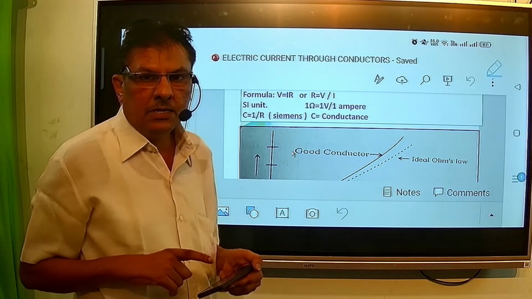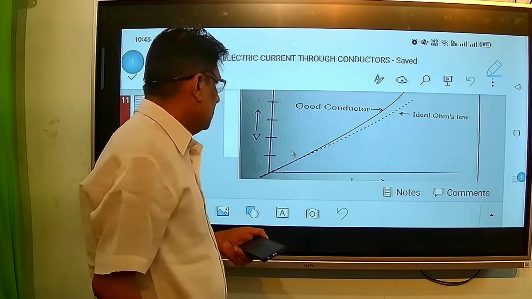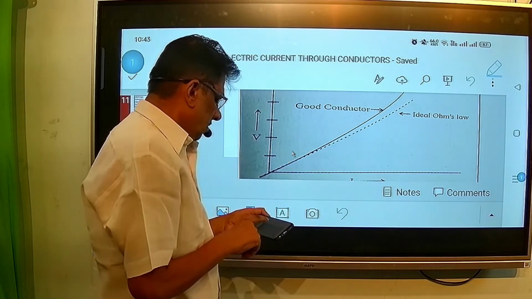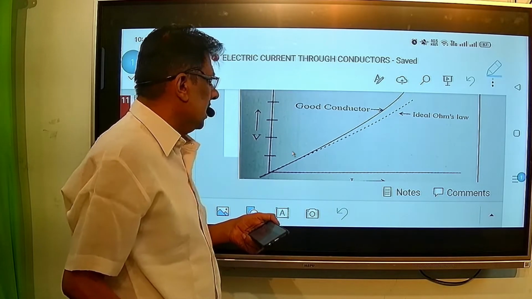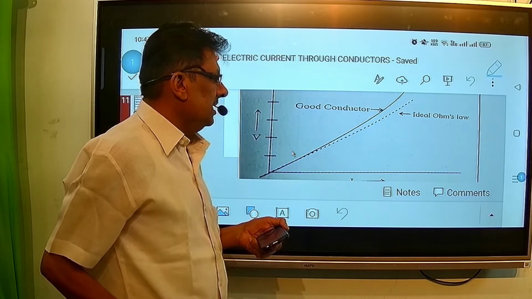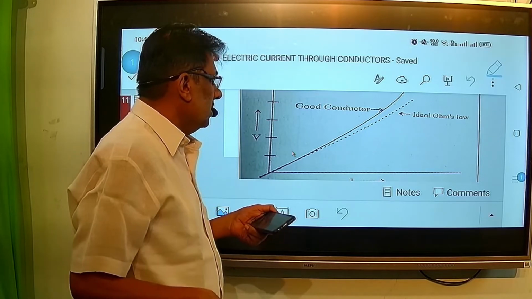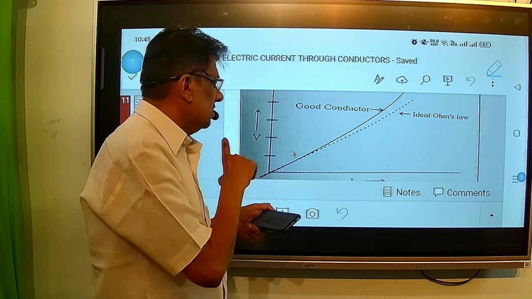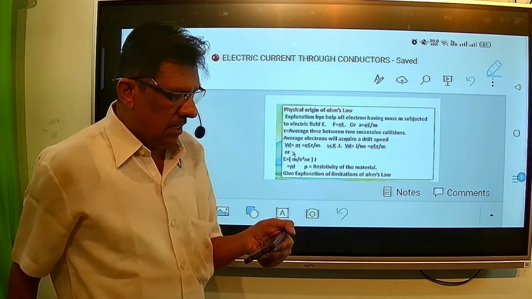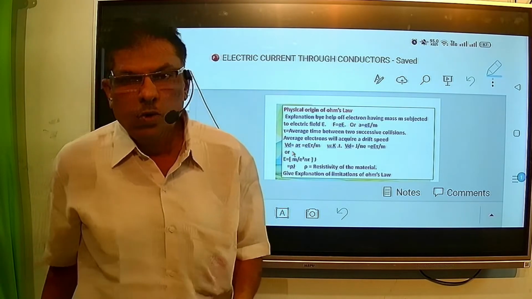Now if you look into the figure, you will find the dark line in the graph of V versus I. You find that a good conductor is very much linear. This means linearity is shown by Ohm's law for a good conductor because it comes as a straight line. Next, he has given the physical origin of Ohm's law.